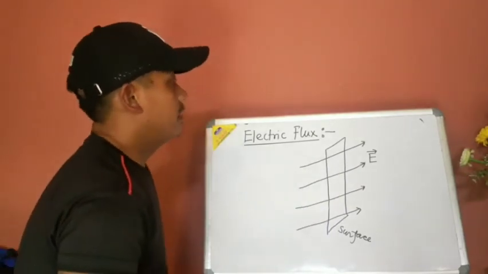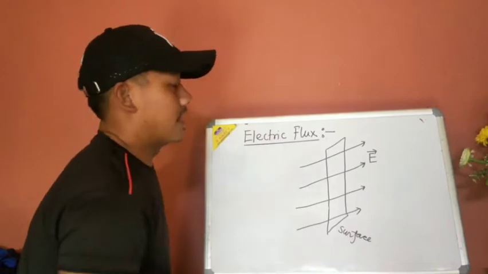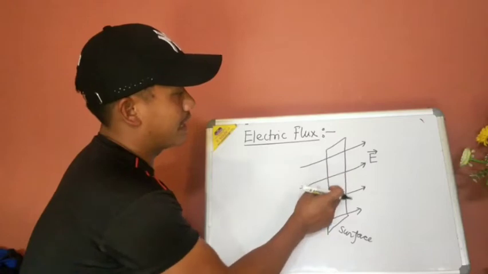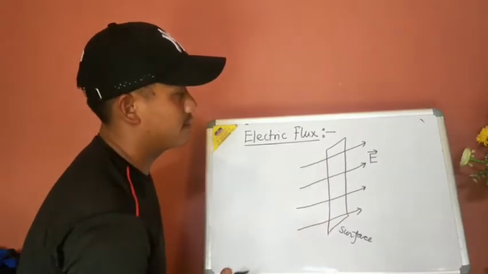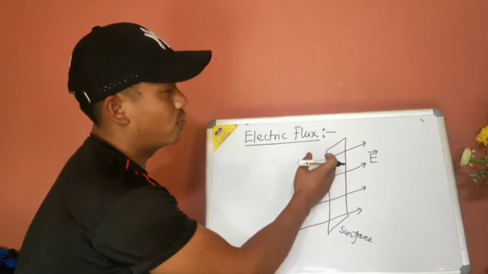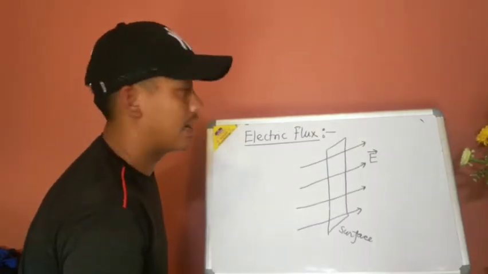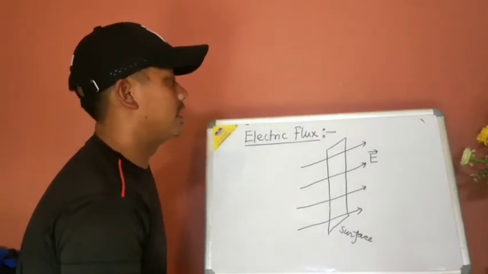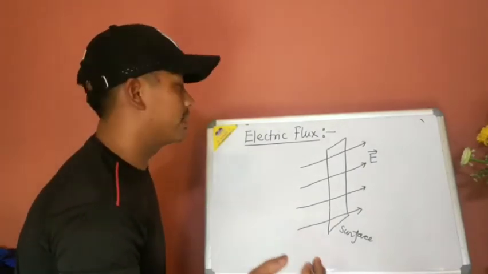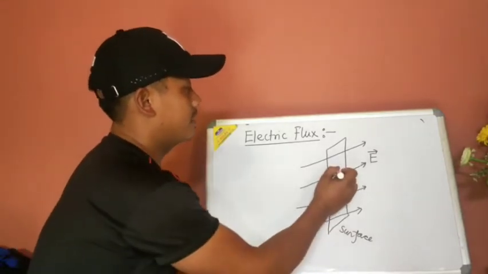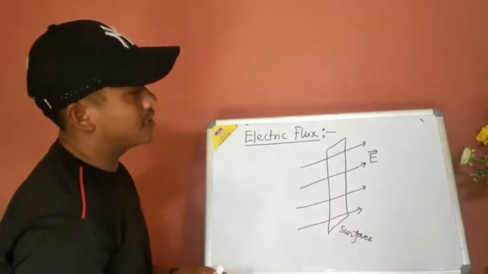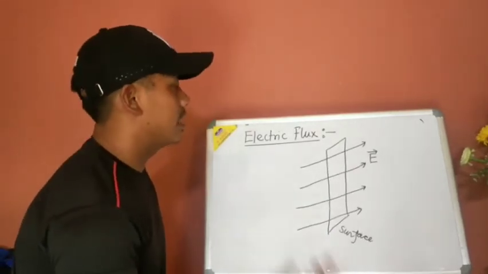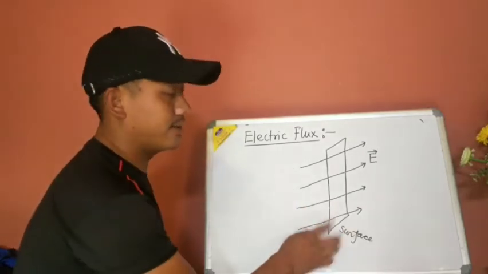Then this electric flux will be defined as the number of electric field lines. Here you have 4 field lines passing through the surface. However, depending on the shape and size of the surface, this number of electric field lines may vary. This number of field lines passing through the surface is known as the electric flux linked with this surface.